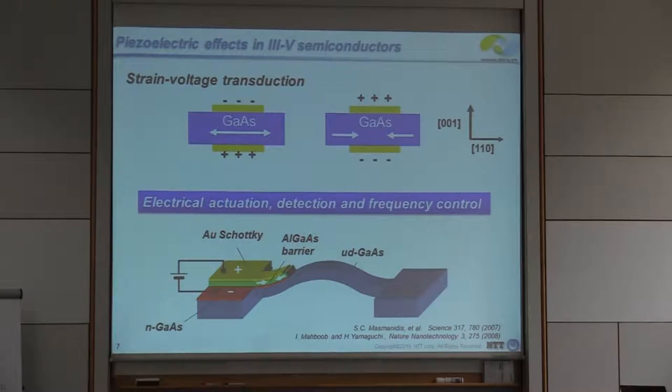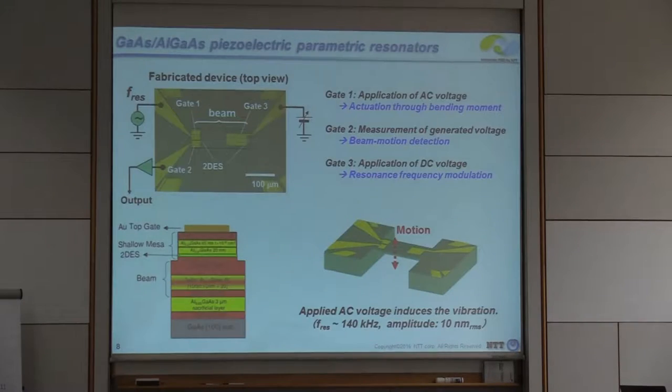The third function is that if you apply a DC voltage, which induces this compression of the material, it induces tension along this beam. Something like a musical instrument, like a guitar: if you apply tension, you can change the tone. So you can tune the resonant frequency by applying a DC voltage. So these are actuation, detection, and frequency tuning. These three are the most important properties of these gallium arsenide-based electromechanical resonators.